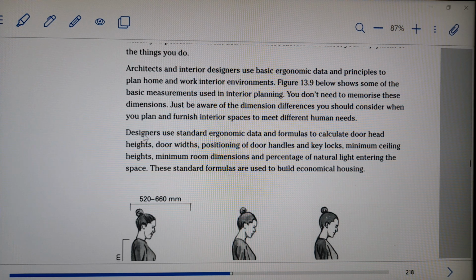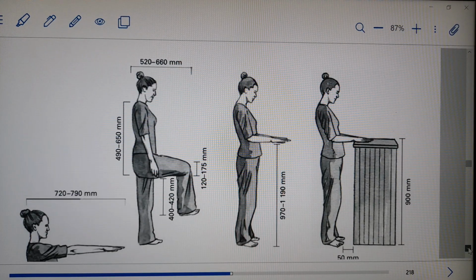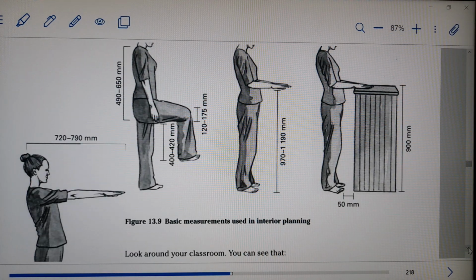human needs. Designers use standard economic data and formulas to calculate door head heights, door widths, positioning of door handles and key locks, minimum ceiling heights, minimum room dimensions, and percentage of natural light entering the space. These standard formulas are used to build economical houses. So we see the figure for the basic measurements used in interior planning.